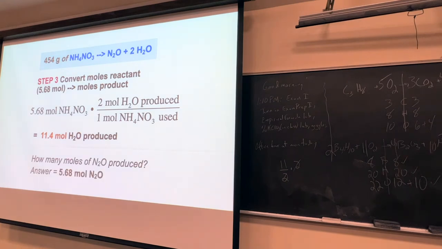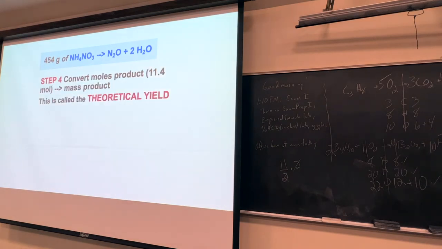Oh, by the way, if you're curious about the moles of N2O, well, the ratio of N2O to NH4NO3 is 1-to-1. So if you have 5.68 moles ammonium nitrate, you're going to have 5.68 moles of N2O. I'll talk about this here in a little bit. Finally, notice that the moles of reactant are not equal to the moles of product. The grams you put in will be equal to the grams that come out. But the moles of reactants and moles of products are often different, and that's okay. We'll see why it's okay.